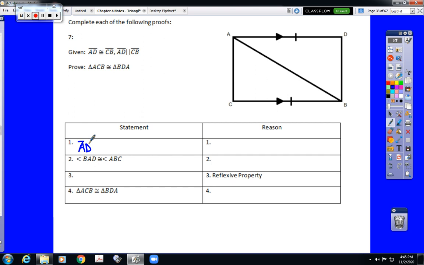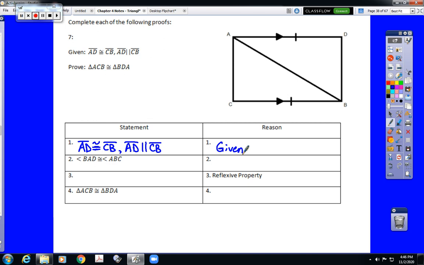So every proof starts the same way. We relist our given information. In this case, we are told that AD and CB are congruent, which is marked in the picture. We're also told that AD is parallel to CB, which is also marked in the picture. Now, the congruence statement we don't need to do anything else with, but they wouldn't have told us that those lines were parallel unless we were supposed to do something with that.